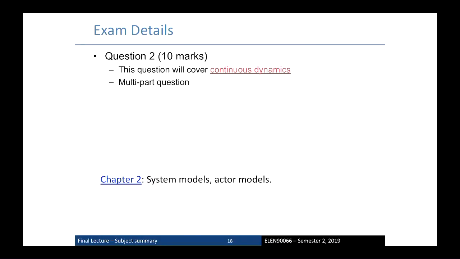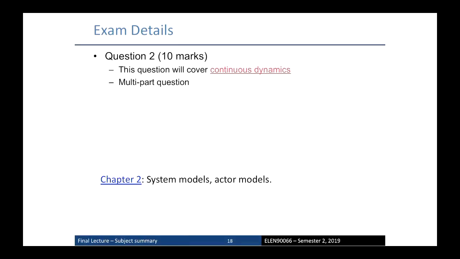Question 2, 10 marks. It's the smallest question of all. What's it on again? Continuous dynamics. Okay, so it's early on in the book. Is that chapter 2 or chapter 3 in the book? Did I stuff that up? It is chapter 3, isn't it? Continuous dynamics? No, sorry, that's 7 and 2. I told you. Chapter 2, yes. So continuous time systems, differential equations, integration, that sort of stuff.